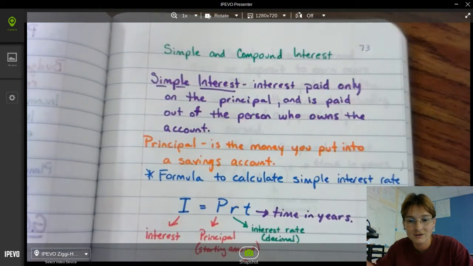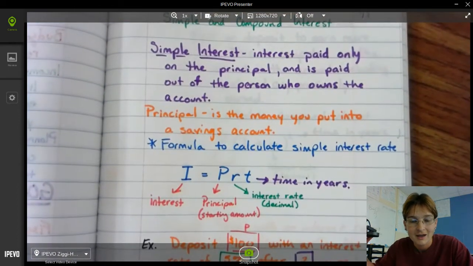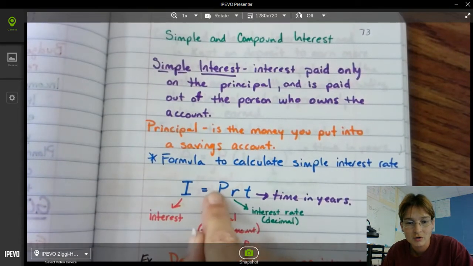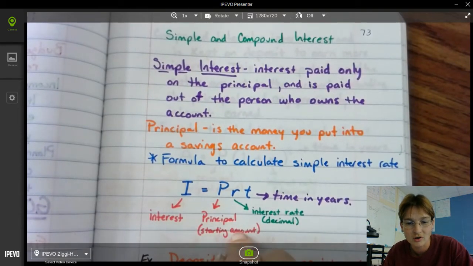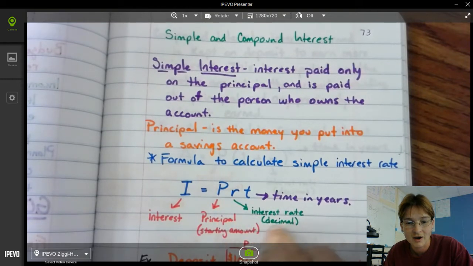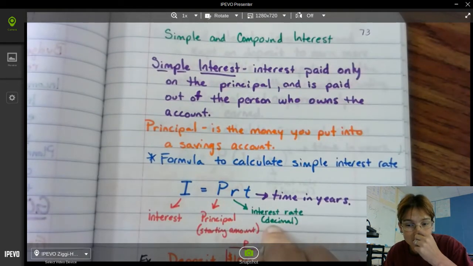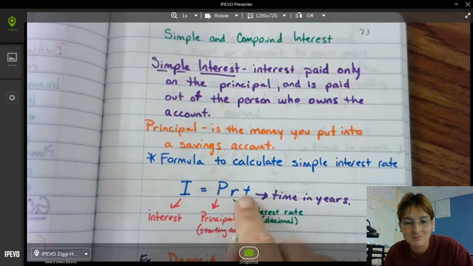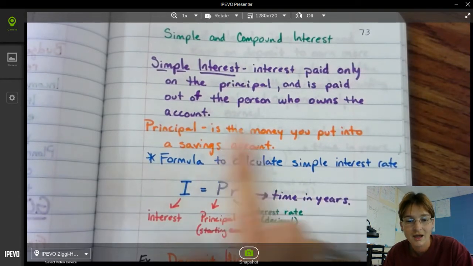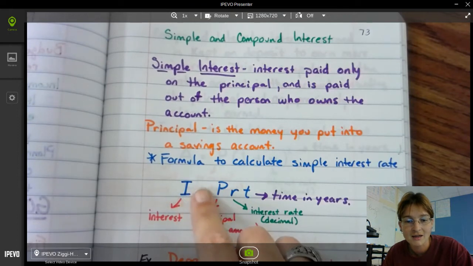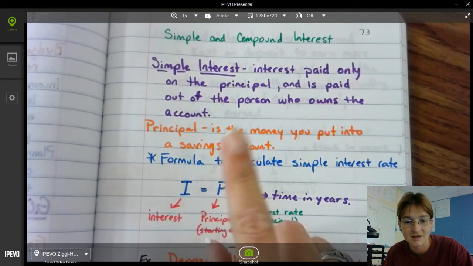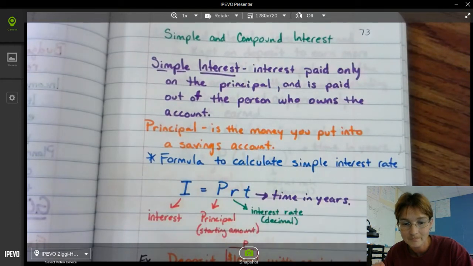All right, so the formula to calculate simple interest is I, which is your interest, equals P, your principal, the starting out money, times the rate, which is the interest rate, and you'll change that percentage to a decimal, and then times the T, which is your time in years. Okay, so that is I equals P times R times T, principal times the rate times the time.